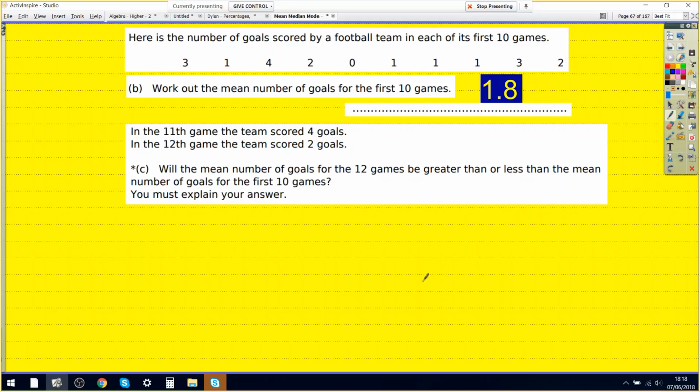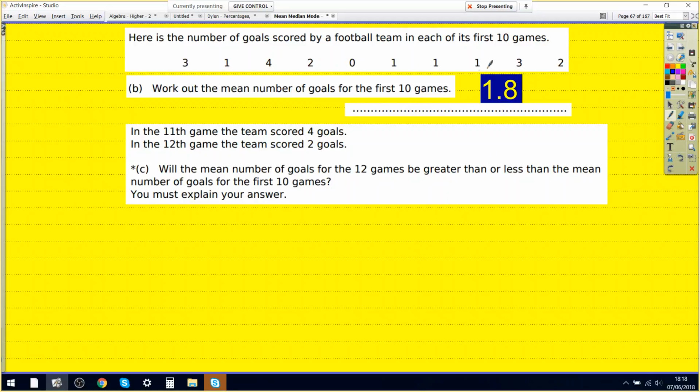Okay, so this one's a bit different. So part B, this is one that we looked at earlier. The mean number of goals, the total goals was 18, 10 games, you divide it by 10 and you get 1.8. So the mean average goals per game was 1.8 goals per game. In the 11th game, the team scores 4 goals. In the 12th game, the team scores 2 goals. Will the mean go up or down or stay the same?